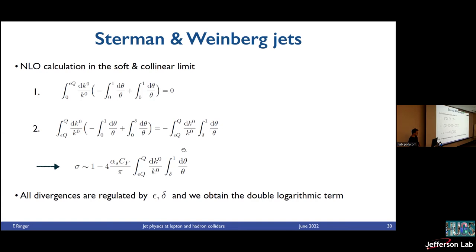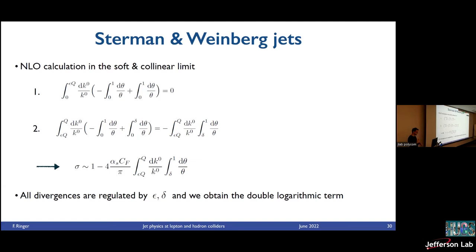Now if we do the integrals, one over theta integrated from delta to one gives a log in delta. This one will give a log in epsilon. And so the total cross section, we can now write in the soft and collinear limit as one minus this expression over here. These two terms are independent of each other; both of them will give a log, one in epsilon, one in delta.